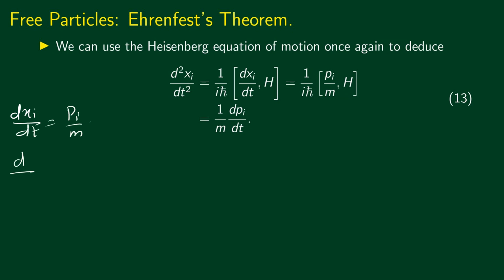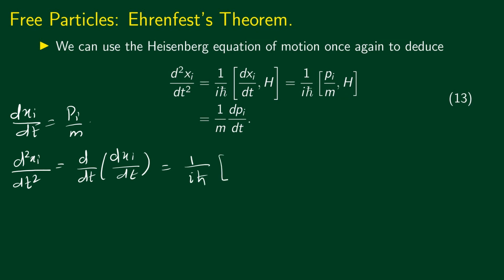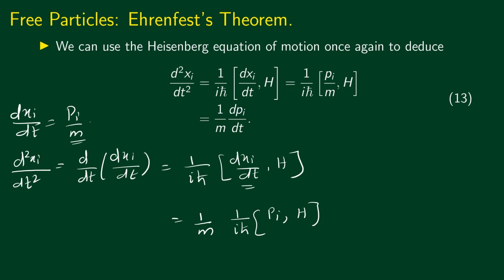Let's now find d square x_i by dt square. This is d by dt of dx_i by dt. Now by the Heisenberg equation of motion, this is equal to 1 by i h bar, the commutator of dx_i by dt with the Hamiltonian. But we already have dx_i by dt equal to p_i divided by m. The 1 by m can be pulled out of the commutator. So let's write this as 1 by m, 1 by i h bar, the commutator of p_i with the Hamiltonian. We have just substituted dx_i by dt equal to p_i divided by m.